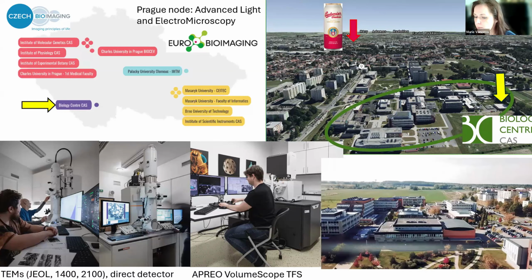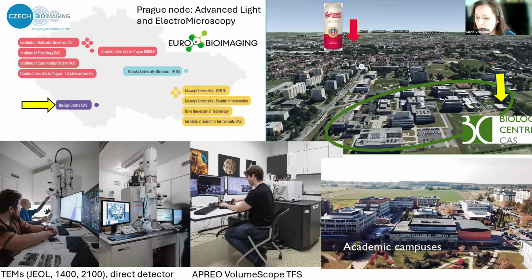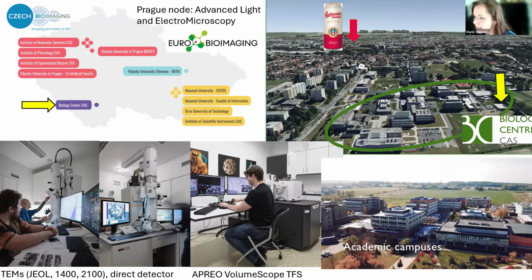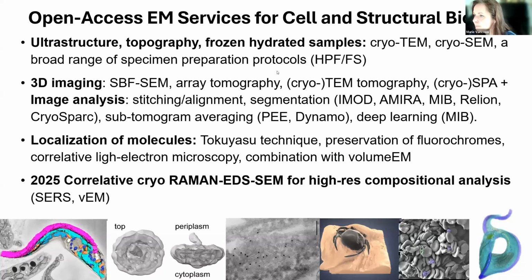Our laboratory provides electron microscopy services for more than 30 years, so quite long history. We are equipped with transmission and scanning electron microscopes that allow us to provide quite a broad range of imaging technologies for our users, and we are able to help to image ultrastructure topography at room temperature, also frozen hydrated samples. We do 3D imaging, image analysis, localization of molecules.